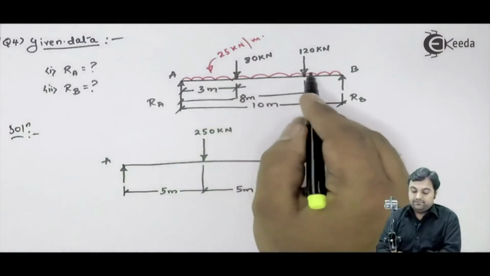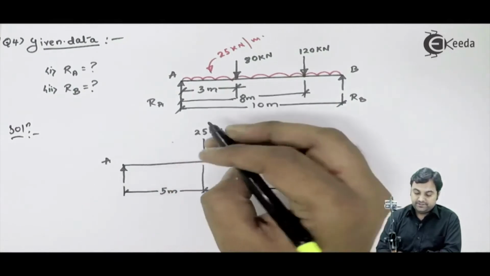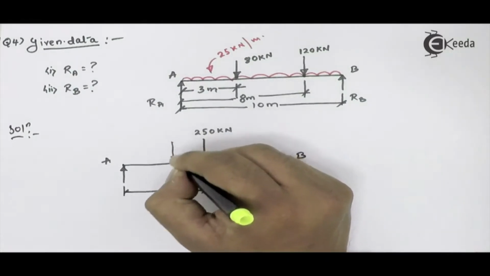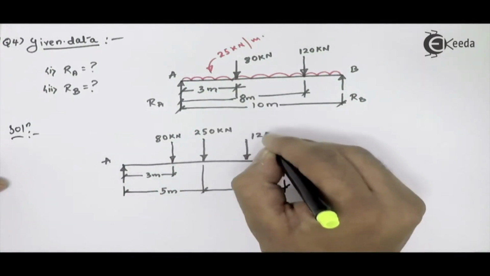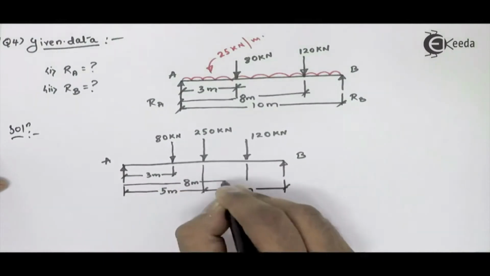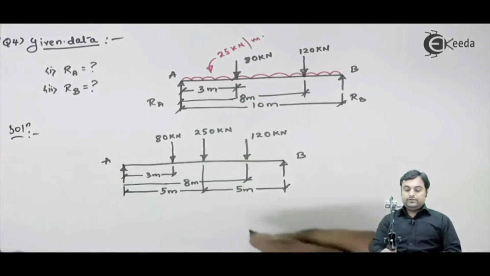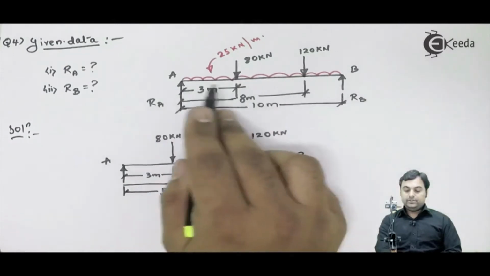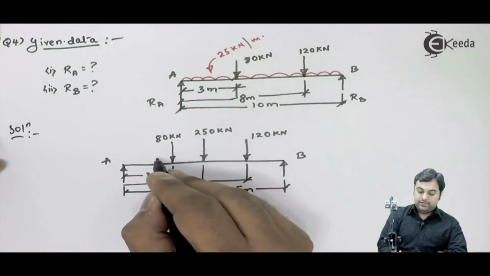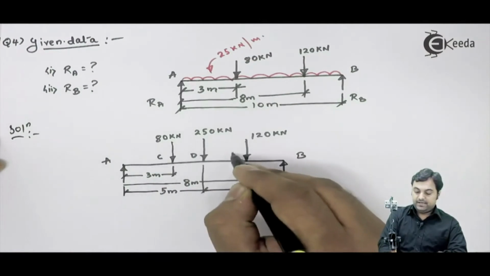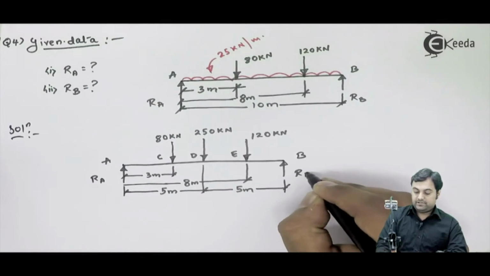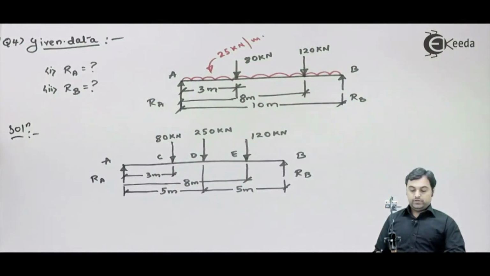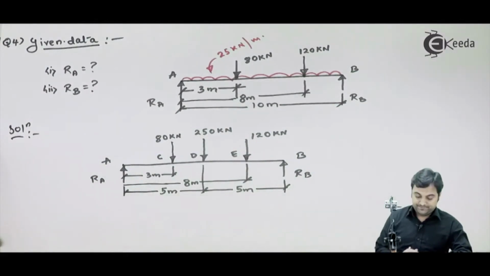Then here I have 2 point loads. One is located at 3 meters from A. Now here I have converted the UDL into point load. So I'll mark the points here C, D and E, and I have to calculate what is Ra and what is Rb. So as per the previous problem, I would be using conditions of equilibrium here.